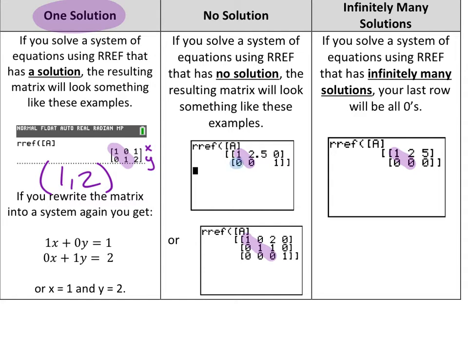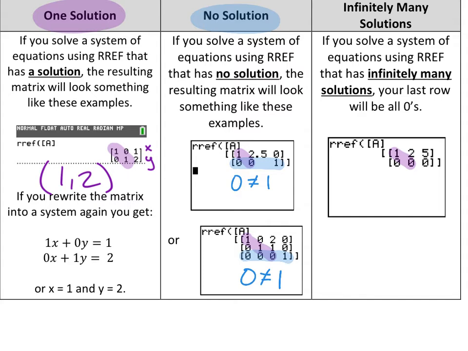If the bottom row says this or this, your matrix is telling you that 0 is equal to 1. Is 0 ever equal to 1? Like literally, is the number 0 equal to 1? No, so we would put a little line here like this. We'd say it's not equal to 1. And you would answer this as no solution.